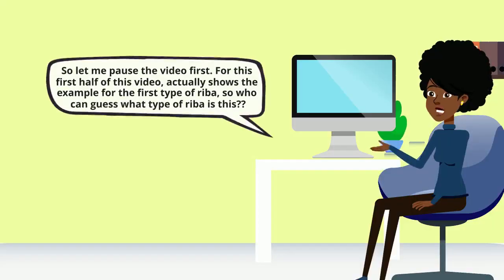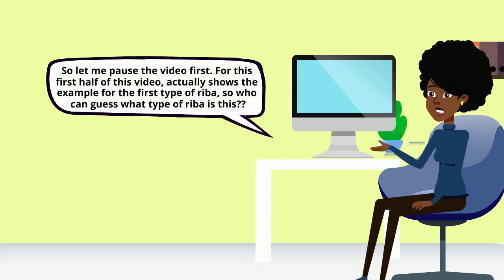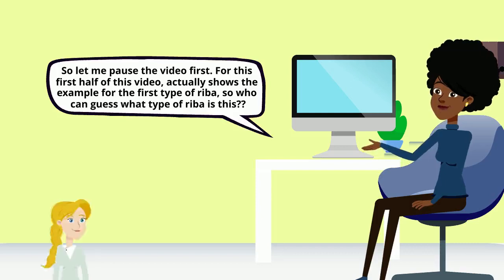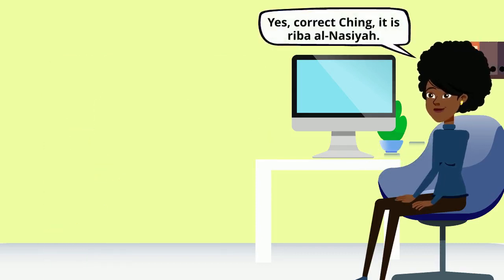So let me pause the video first. The first half of this video shows an example of the first type of riba. Who can guess what type of riba this is? Is it Riba al Nasiya? Yes, correct, Ching. It is riba al nasiya.